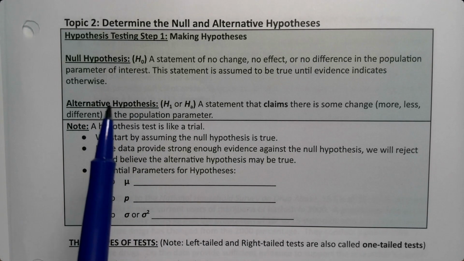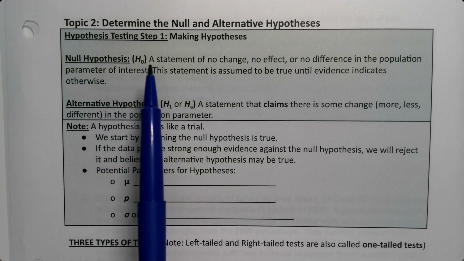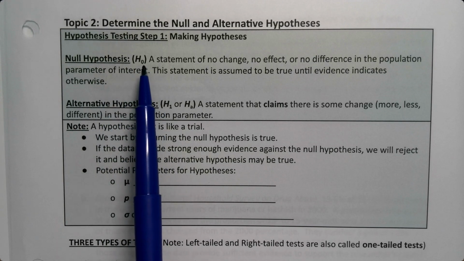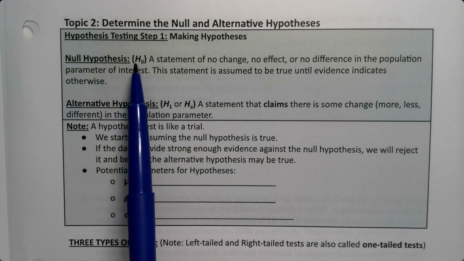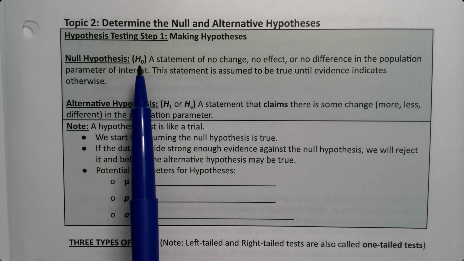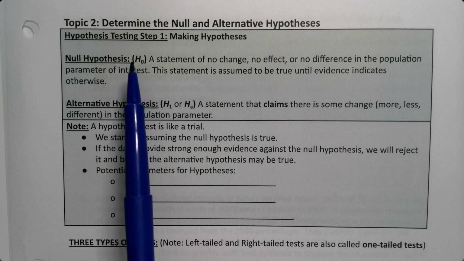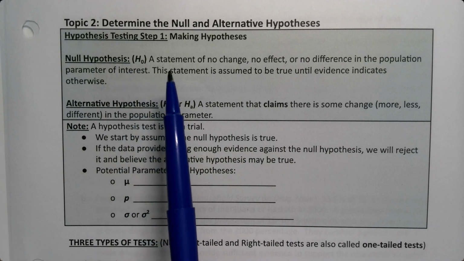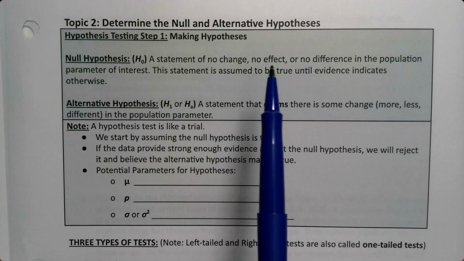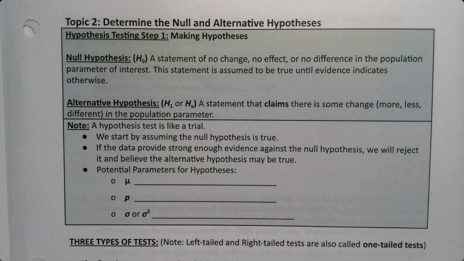So the null hypothesis is H with a little zero after it. That's a zero. Also called H naught, as in all for naught, N-A-U-G-H-T, or H null, or H zero, right? It's a statement of no change or no effect, no difference in the population parameter of interest. The statement is assumed to be true unless we can gather enough evidence to prove otherwise. Well, not to prove otherwise, but to indicate otherwise.